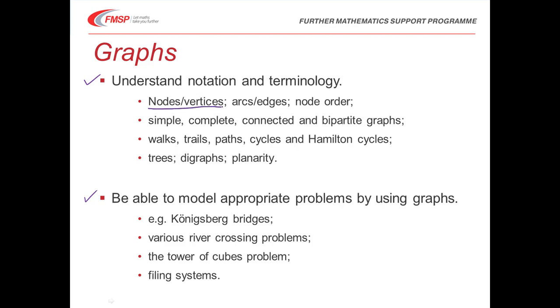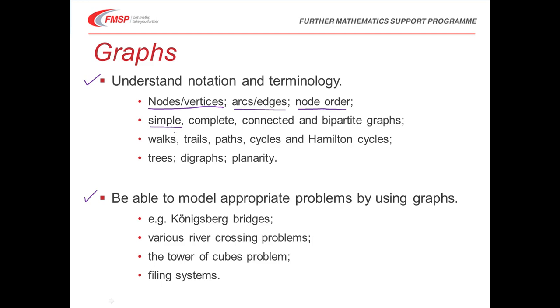Nodes and vertices. That's the names we use in graph theory for points. Arcs and edges. Names we use for lines between points. And node order, or degree of a vertex. That's the number of lines coming out of a point. The number of edges coming out of a vertex, I should say. And then types of graphs.